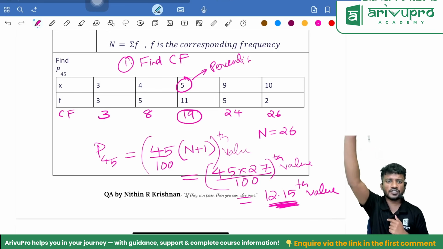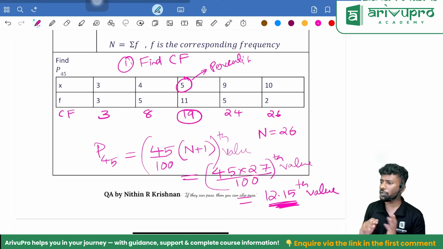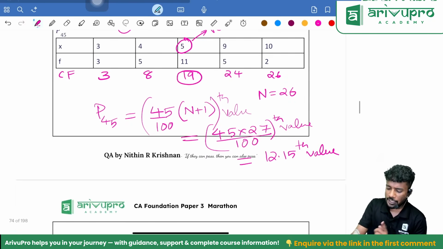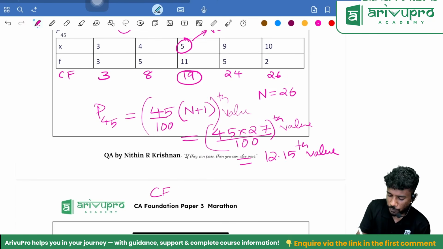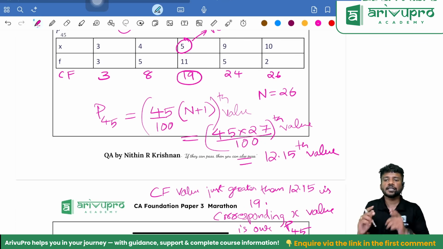First step, find the CF. Then we use the formula P45 is equal to 45 by 100 into n plus 1 value. From that we find the 12.15 value. Now the CF value just greater than 12.15 is how much? It is 19. The corresponding x value is our P45.